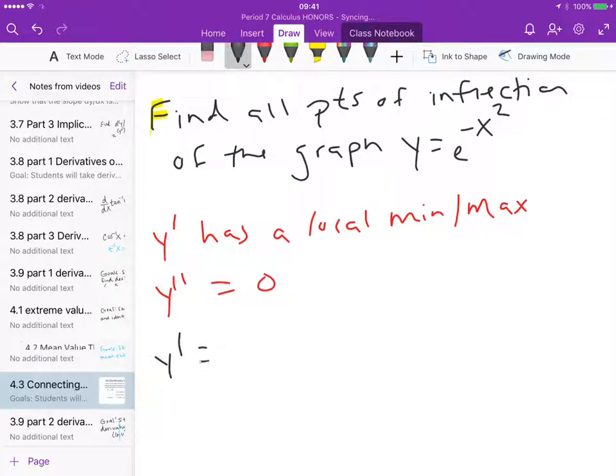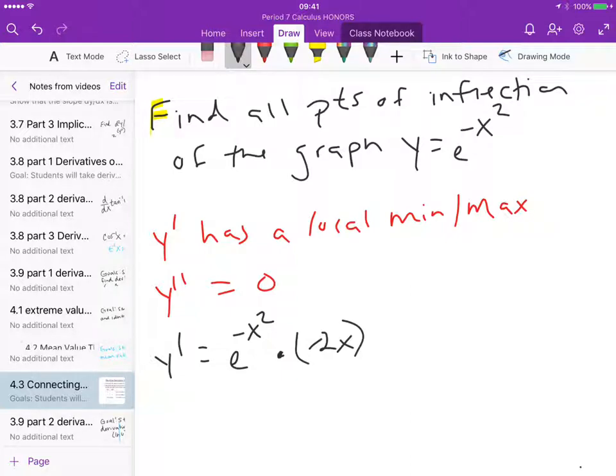So y prime in this case, don't forget, the derivative of e to the x is e to the x. We have to take into account what's happening inside of that e to the x function. So e to the negative x squared stays the same. Then you multiply it by the inside function using our chain rule, so negative 2x, because the derivative of negative x squared is negative 2x.